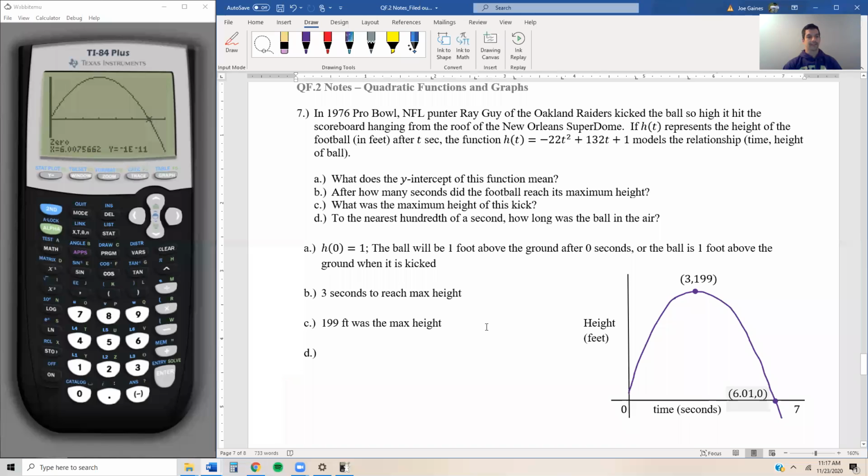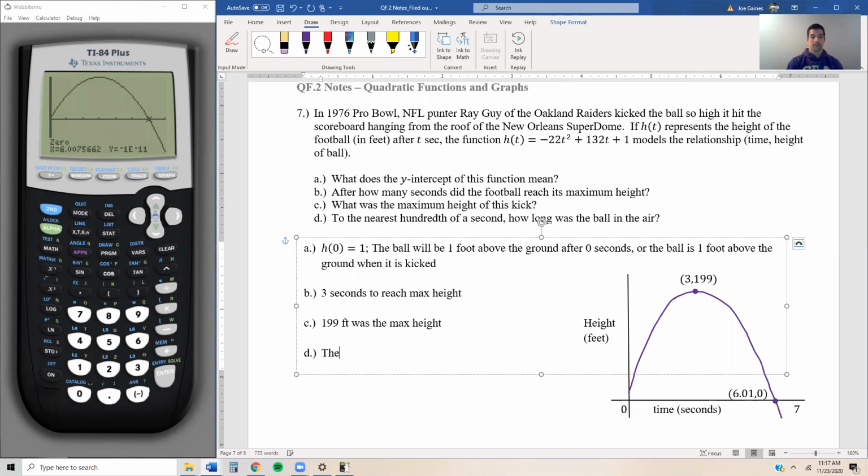So I went ahead and labeled this point. I rounded that answer to 6.01 because it wanted it rounded to the nearest hundredth, and then 0 would be the height. So again, you could do this algebraically, but this is a lot less work. It said to the nearest hundredth of a second, how long was the ball in the air? 6.01 seconds. So if you want to write that in a sentence, that's okay. 6.01 seconds was the time spent in the air.